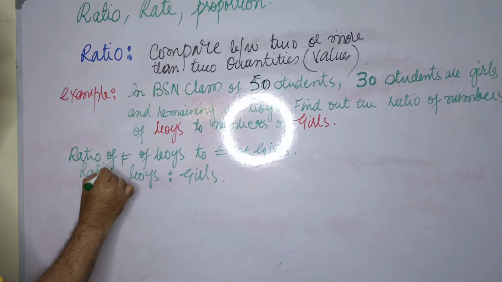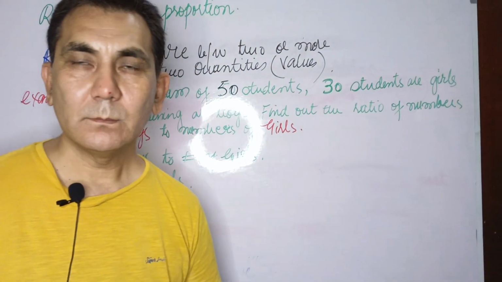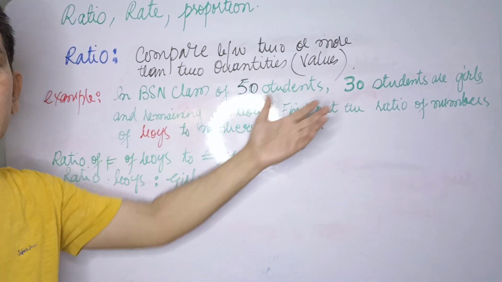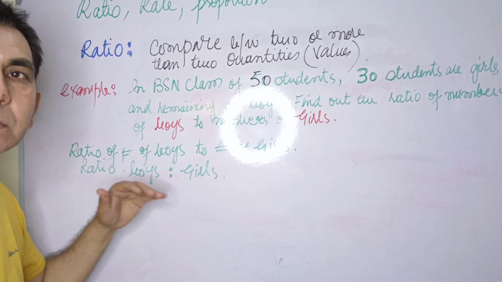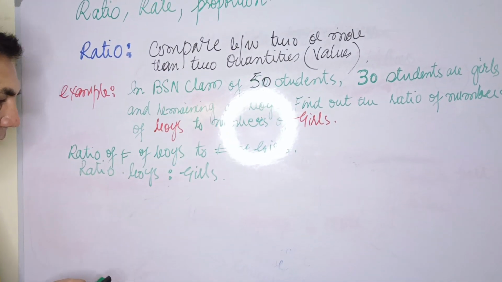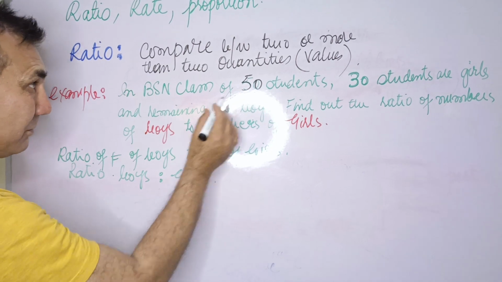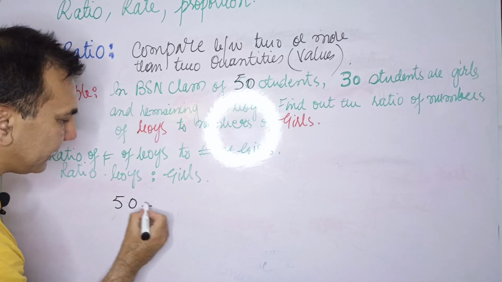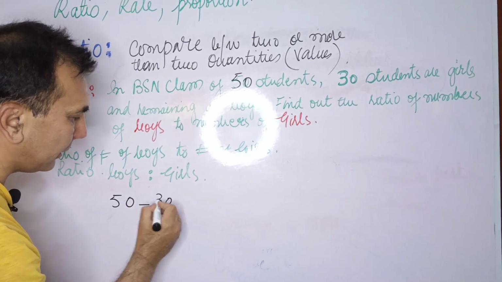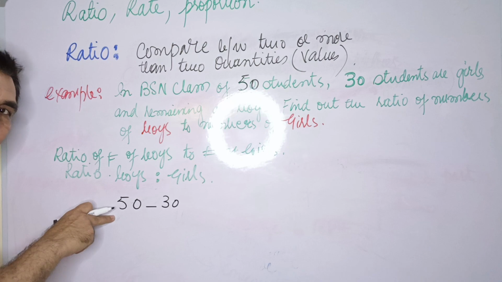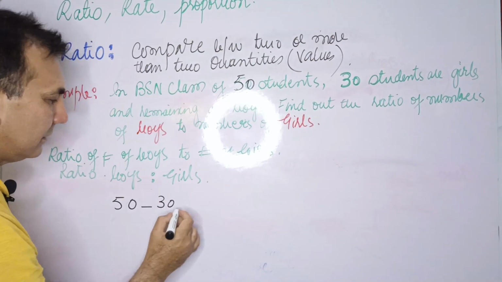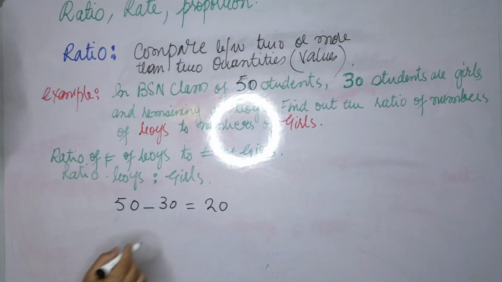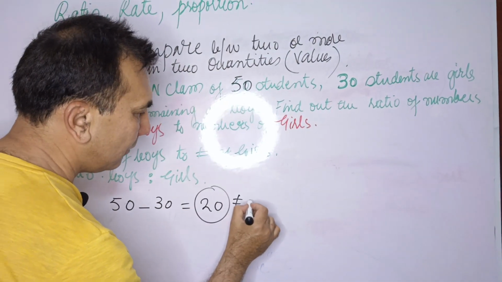Okay, now here we have the number of girls, 30, but we haven't the number of boys. So what is the total number of students? It is 50. Now we will subtract the number of girls, which is 30, from the 50 students of the BSN. So it comes to 20. Now 20 is the number of boys.